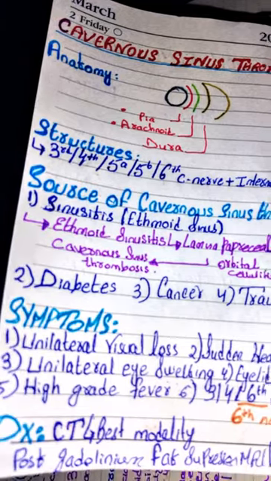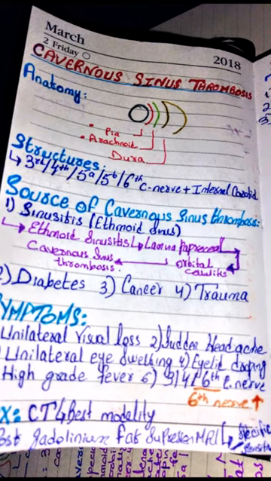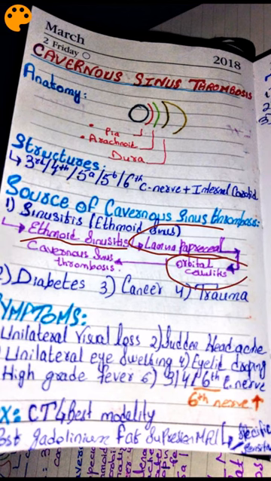Now let's see the sources of cavernous sinus thrombosis. The first and very important source is sinusitis, especially ethmoid sinusitis. What happens in ethmoid sinusitis is that the infection passes through a very thin bone, the lamina papyracea, into the orbit, and causes orbital cellulitis. Orbital cellulitis is a mild form that basically involves the orbit and not the brain. When the orbital cellulitis goes up and involves the brain, it is called cavernous sinus thrombosis. So sinusitis is the main cause of cavernous sinus thrombosis.